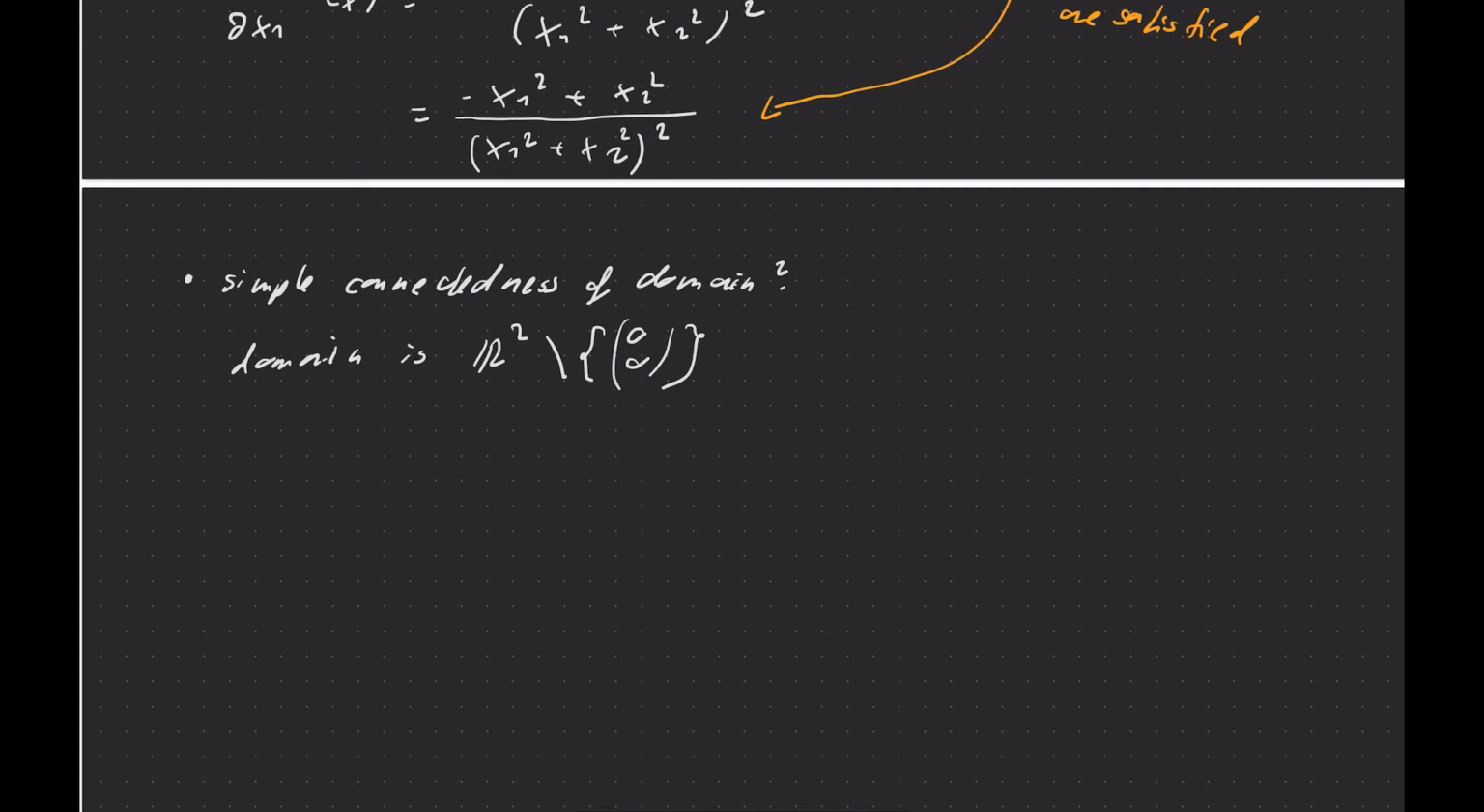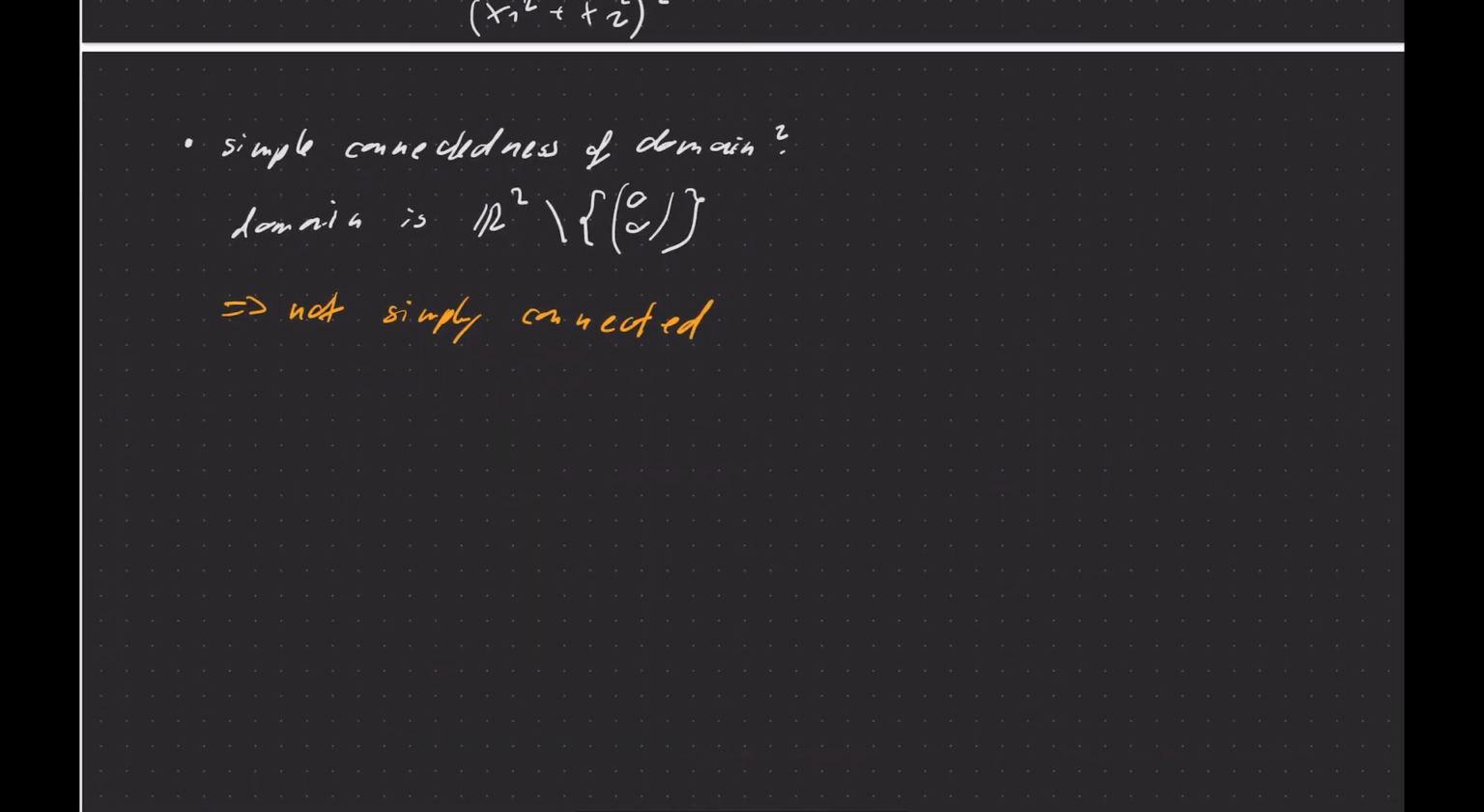And that means we punch out a single point. So every curve around that point cannot be contracted to a single point anymore, right? And that point has to be also contained in the domain. And that means that set is not simply connected. Okay, so that means our theorem does not apply. And we cannot possibly say whether this vector field V is a gradient field or not.